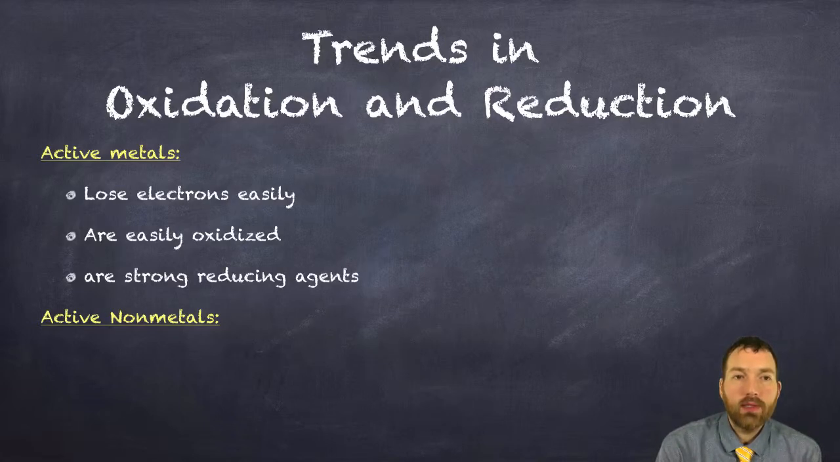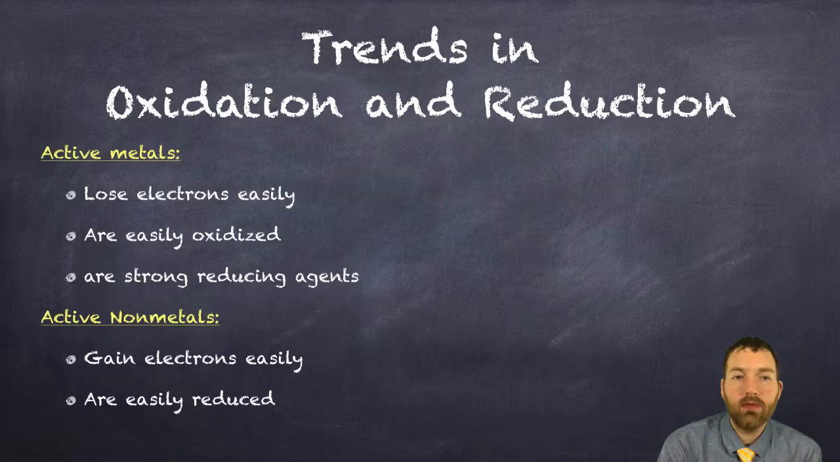In active nonmetals, they gain electrons easily. They have high electronegativity compared to metals. So if they gain electrons easily, they are very easily reduced. And if you're easily reduced, that makes you a strong oxidizing agent.